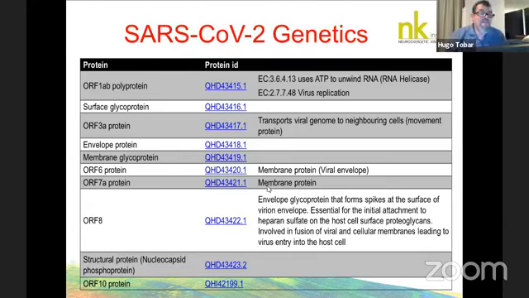And so you've got some other envelope and membrane proteins. These are all the ones that are embedded in the membrane, those little ones there.